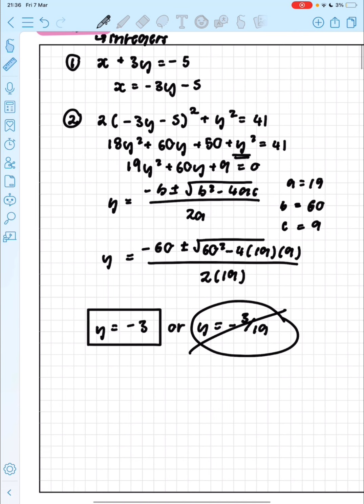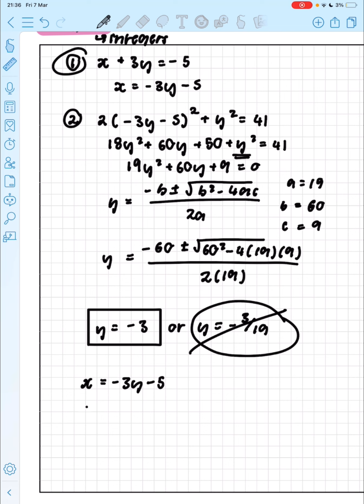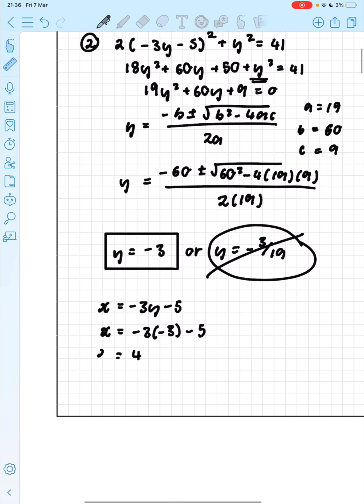So we know x is equal to minus 3y minus 5. So if y is equal to minus 3, x is equal to minus 3 times minus 3 minus 5, which will get me a 4. So that is our final answer. x is equal to 4 and y is equal to minus 3.